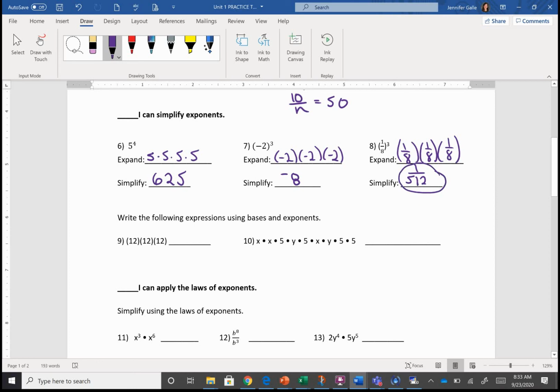Last but not least for this section, there's 3 12s, so 12 to the 3rd. On number 10, I have 1, 2, 3, 4 5s. I have 1, 2, 3 X's. And I have 1, 2 Y's. So there's our middle section.